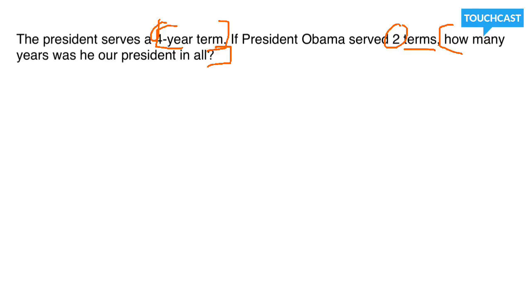And we are back. So, let's look at our problem one more time. The president serves a 4-year term. If President Obama served 2 terms, how many years was he our president in all? So at the very end there, in our question, it says, in all. And we know that if we are trying to find how many there were in all, that means we are looking for the total, and we were not given the total. And when we are trying to find the total, that means we will be multiplying.